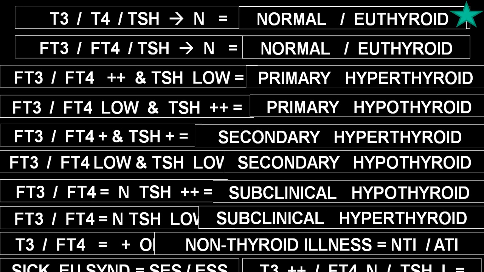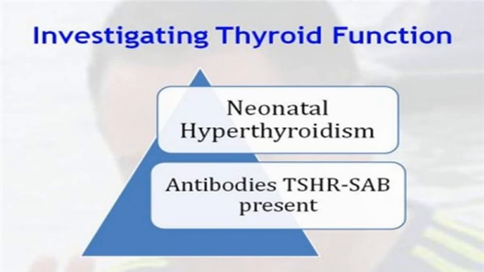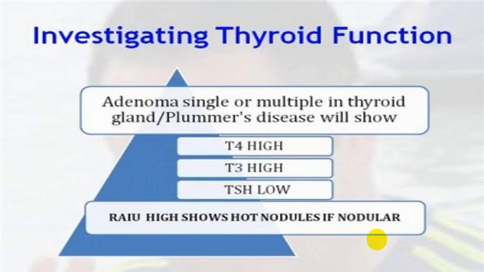T3 is elevated, free T4 is normal and TSH is low, T3 thyrotoxicosis, etc. When you want to investigate a neonatal hyperthyroidism case, look for TSH receptor stimulating antibody. That will be positive. That will confirm the diagnosis of neonatal hyperthyroidism. Very common in a newborn child to a female who is having Graves' disease.